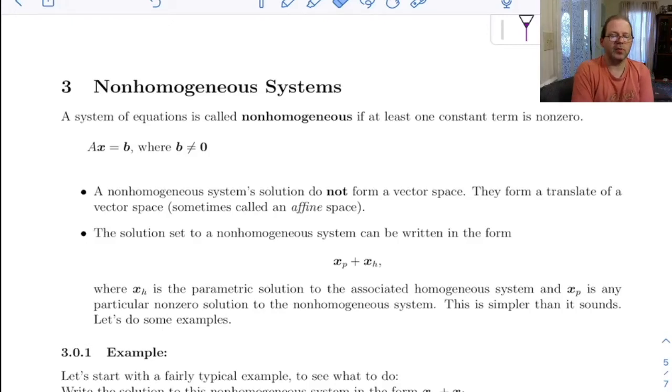Okay, this is the last major part of this section. It's on non-homogeneous systems. A system of equations is called non-homogeneous if it has this form, Ax equals b, where b is not the zero vector. And that's written as a matrix equation.